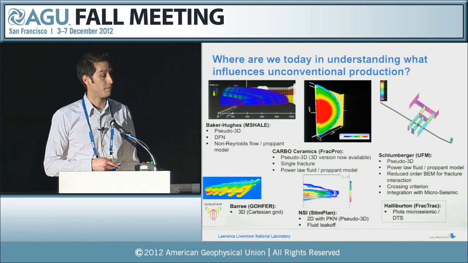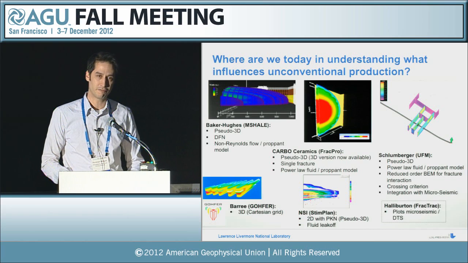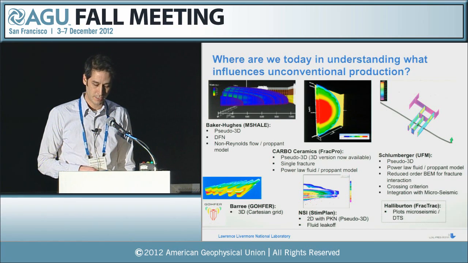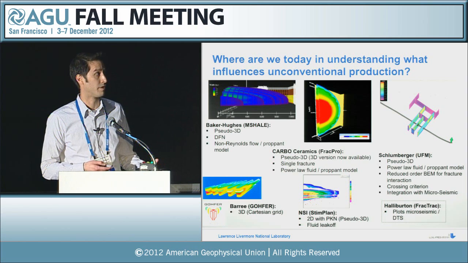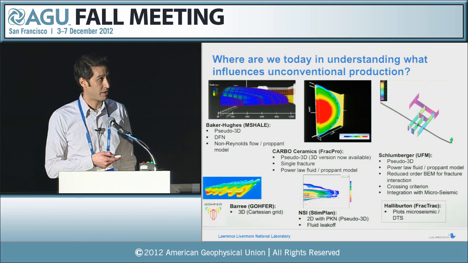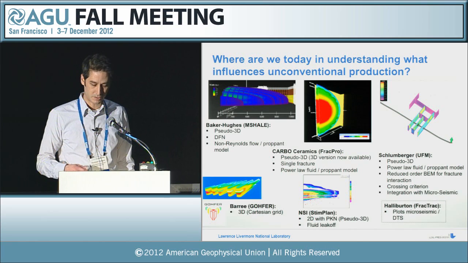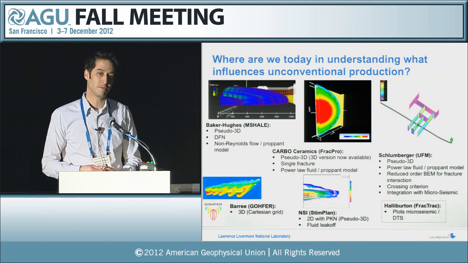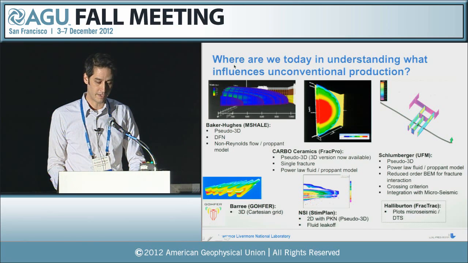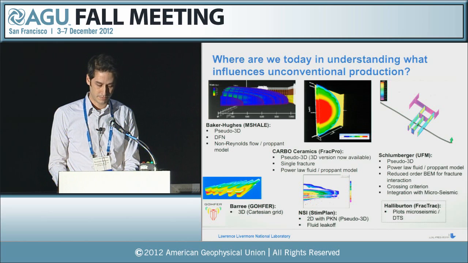So there are several tools developed by the oil and gas recovery service industry. We don't need to get into the specifics. There's Baker Hughes, Carbodynamics has Frac Pro, Schlumberger has UFM. You know, there are various tools. They all have their limitations. What we're trying to do is develop a set of tools with varying limitations, all the way from basic physics all the way up to fast-running tools.